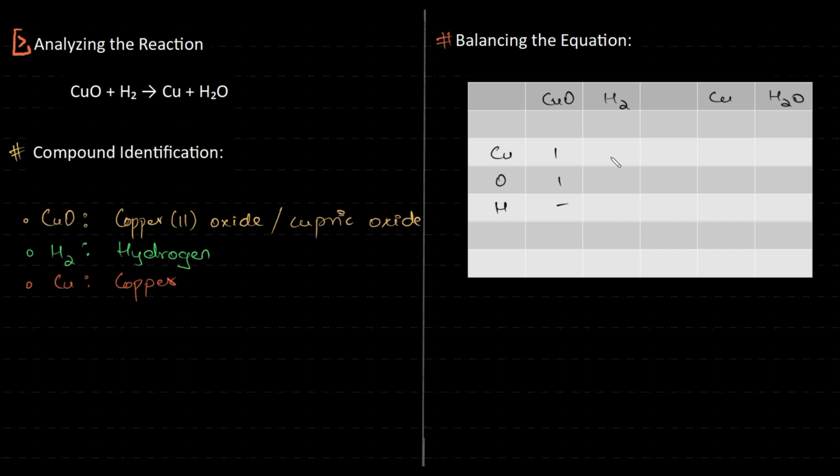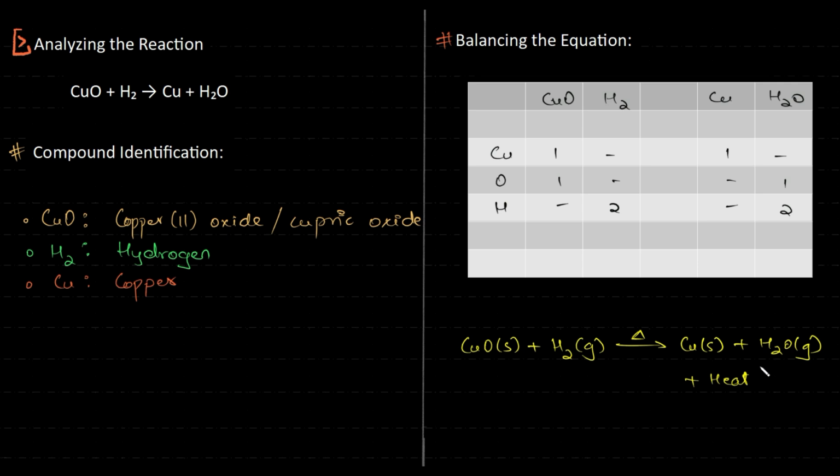1, 1, and none. None, none, and 2. Copper is 1, none, and none. None, 1, and 2. It's clearly balanced. We'll just write the equation, that is CuO, which is solid, plus H2, which is gas, in presence of heat will undergo redox reaction, and there is gas being generated, plus heat. This is an example of exothermic reaction.